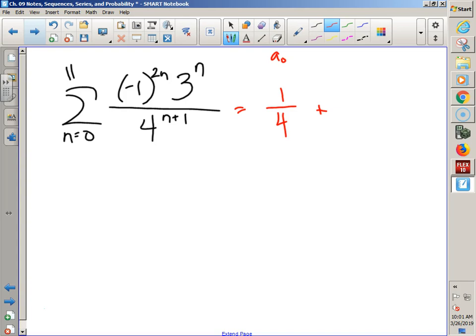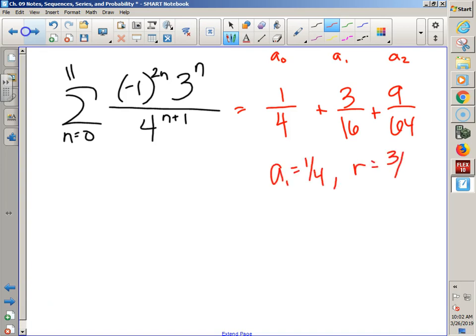But if I plug in this guy, 3 to the 1 would be 3, and 4 to the 1 plus 1 would be 16. And if I plug in 2, well, forget him, he doesn't do anything. That'd be 9. And plug in 2 plus 1 is 3, that'd be 64. Is this a geoseries? Yeah, it is. Because what's being multiplied every single time? 3/4, 3/4, 3/4. So could I say, oh, my A1 is 1/4, my R is 3/4. What would my N be if I was plugging into that formula?